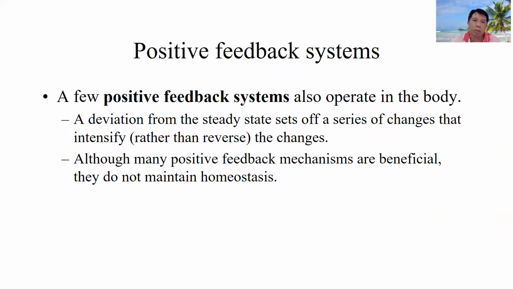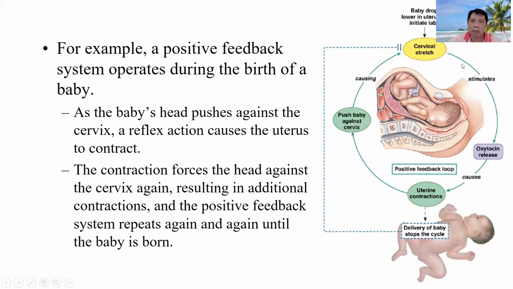In our body, we also have a few positive feedback systems. For example, a deviation from the steady state sets off a series of changes that intensify the changes. So if they increase a certain internal environment factor, they will continue to increase that factor. Although many positive feedback mechanisms are beneficial, they do not maintain homeostasis. To maintain homeostasis is the negative feedback mechanism. For example, a positive feedback system operates during the birth of a baby.